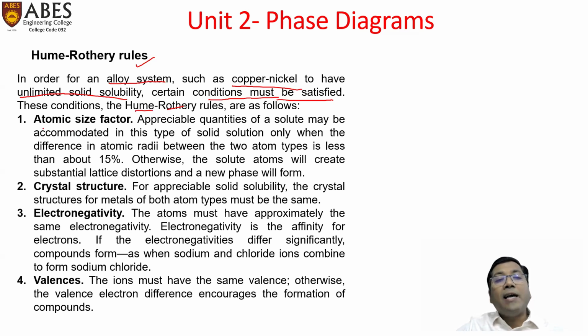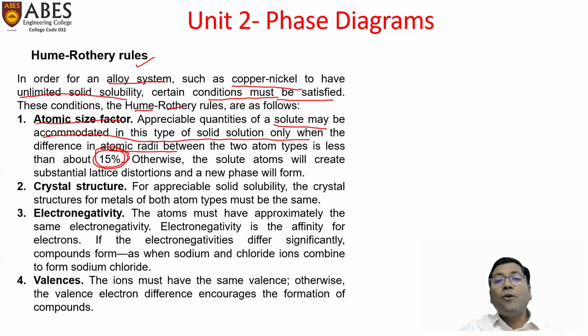The first one is atomic size factor. Appreciable quantities of a solute may be accommodated in this type of solid solution only when the difference in atomic radii between the two atoms, the solute and solvent, is less than about 15%. So the difference in the atomic sizes would be less than or equal to 15%. Otherwise, the solute atoms will create substantial lattice distortions and a new phase will form.